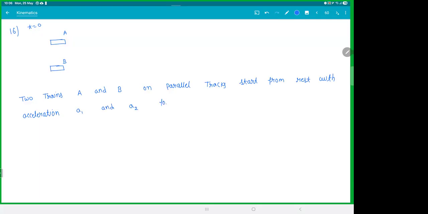For time t, then the accelerations become A2 and A1 for another time t. We don't know the values of A1 and A2, which is bigger, which is smaller.